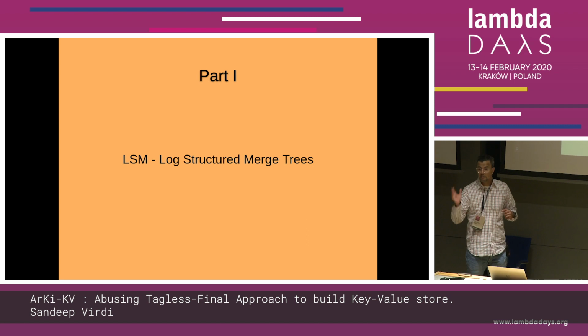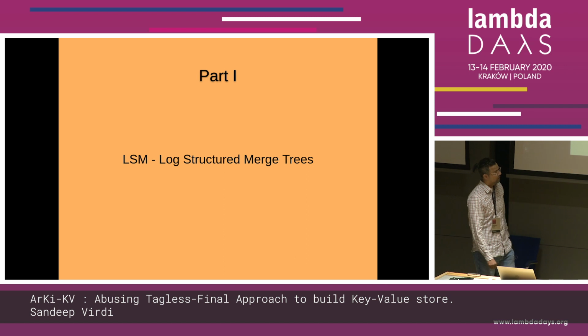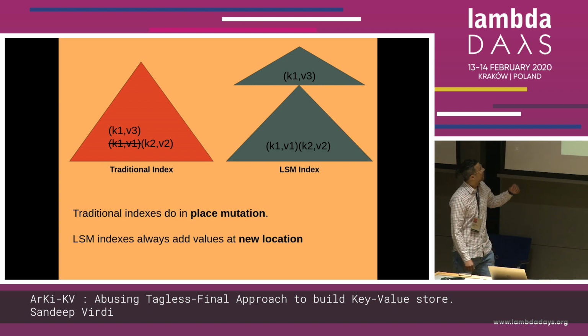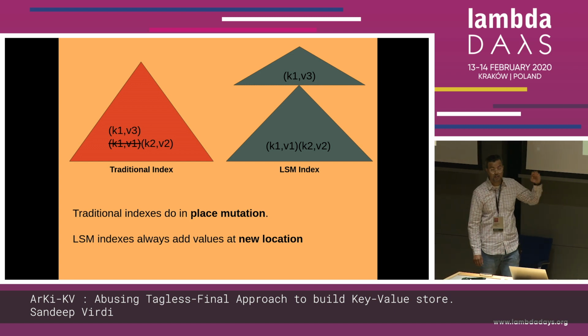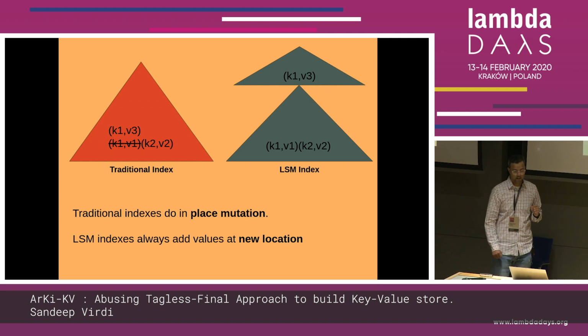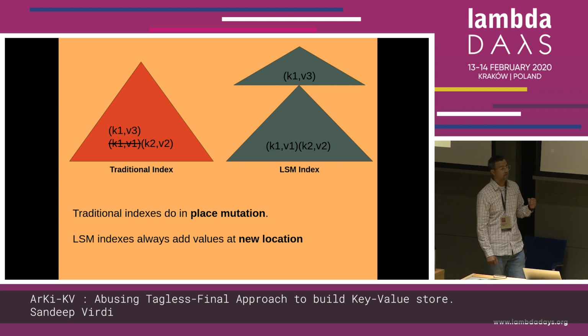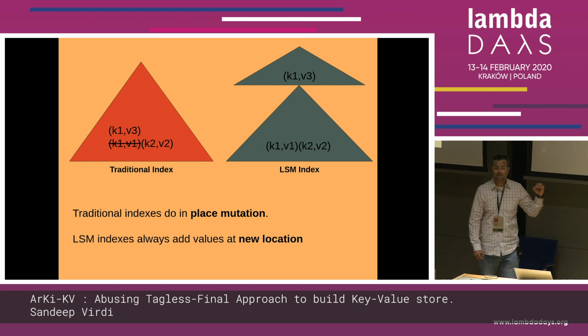So LSM, how many people are familiar with log structured merge trees here, by the way? Okay. So you can think of LSM trees as an index that accumulates writes in memory and then writes them on disk using sequential I/O and merges them using sequential I/O. The red here represents a traditional index, and the blue here is an LSM index. The traditional indexes do in-place mutation. You could think of a B+ tree as a good example. They are read optimized. Writes cause random I/O. Writes and updates can cause page fragmentation.